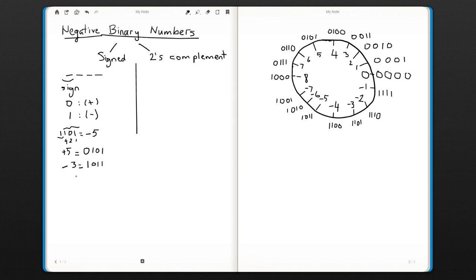So this is the signed binary system. If you're not told that it is signed or 2's complement, you're going to assume everything is unsigned and there will be no negative numbers. But if it is signed, then the first bit is always for the sign.